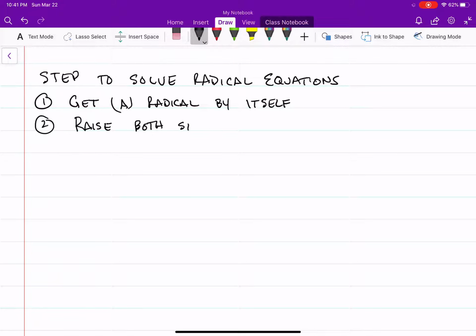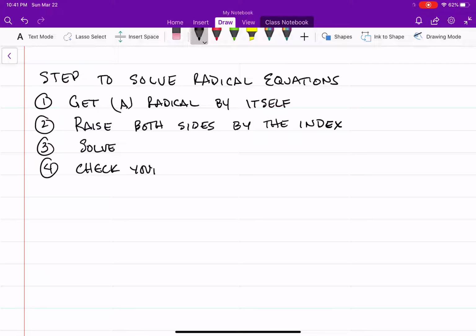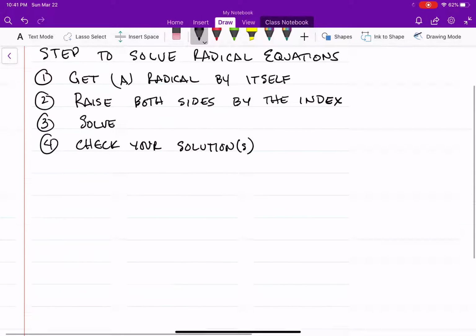Okay, step two, we're going to raise both sides by the index. And you guys remember the index is the number that's in the wedge. All right. Step three is to solve. And step four, which is necessary in this chapter, is to check your solution or solutions.